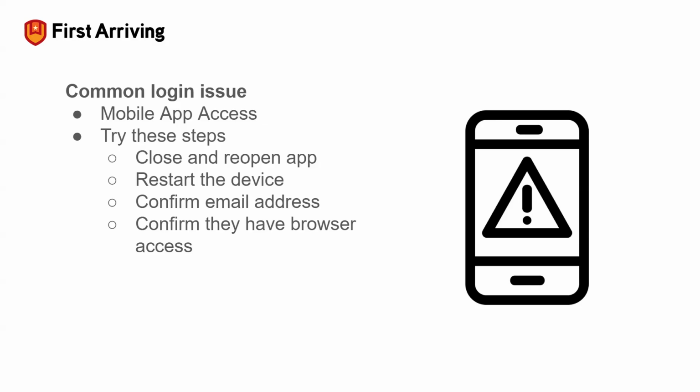And if it is a problem with the app, if they're able to log into the platform through the browser, but not through the app, then maybe go back to the App Store or the Apple App Store or Google Play, wherever they got the app from, and make sure that they have the most current version, or maybe even uninstall and reinstall just to make sure that there isn't something that's glitching in the app itself.